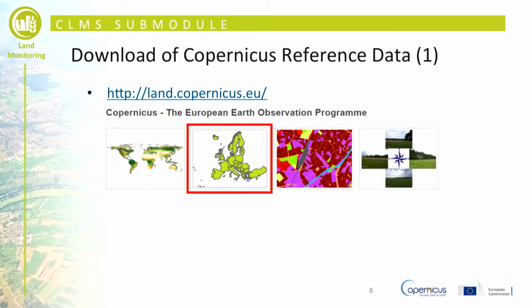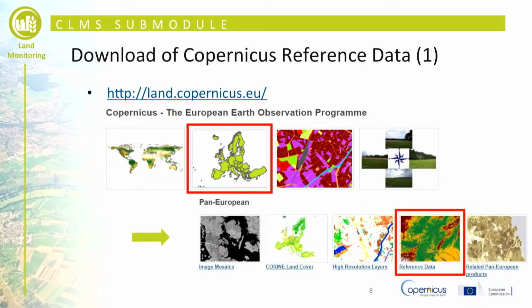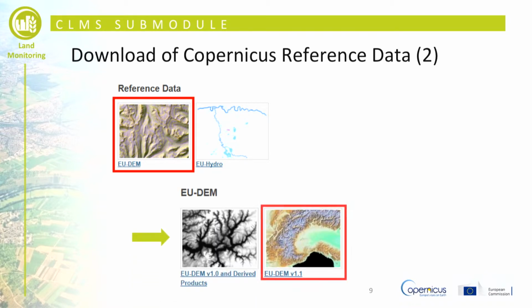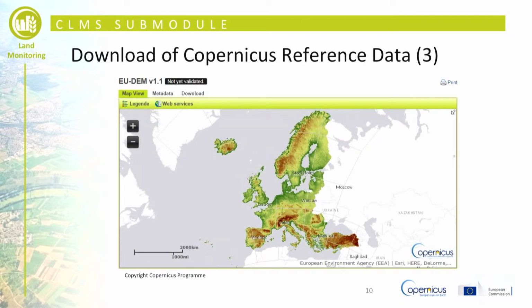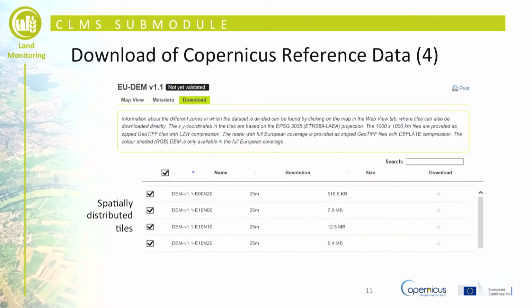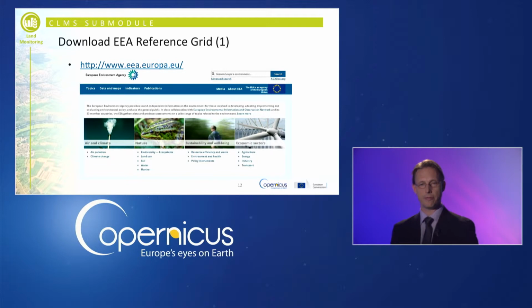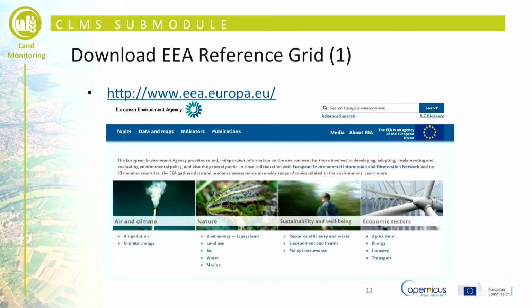As next step, we download the European reference data that we need for that exercise. In this case, it's the European Digital Elevation Model. We use the latest version 1.1, which you can download also in tiles. So that allows you to have digestible portions of data that you can make use of, because this is a relatively big data set. And there's further data or vector products like the EEA reference grid that I mentioned, which can be downloaded from the EEA's webpage.